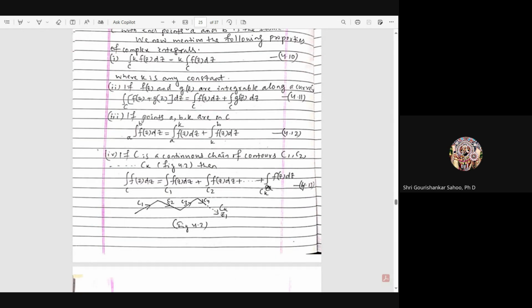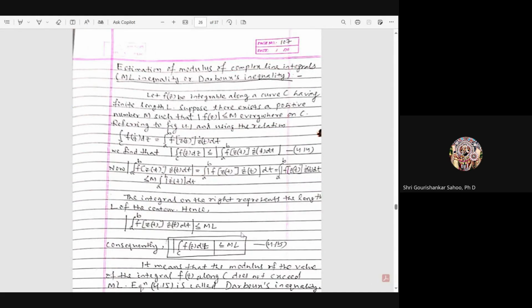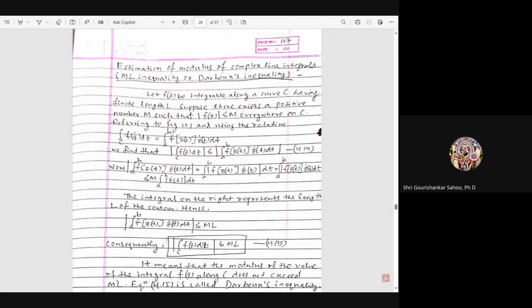And another property is, if C is a continuous chain of contours C1, C2, and so on up to Ck, as shown in figure 4.2, your integration over C of f(z) dz is equal to integration over C1 of f(z) dz plus integration over C2 of f(z) dz plus so on and so forth. And the modulus of a complex line integral can be estimated from the ML inequality, which is known as Darboux inequality, which is nothing but the modulus of integration over C of f(z) dz is smaller or equal to ML, where M is a positive number and L is the length of the contour.